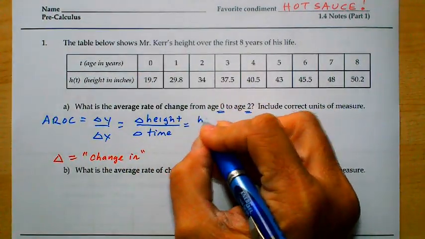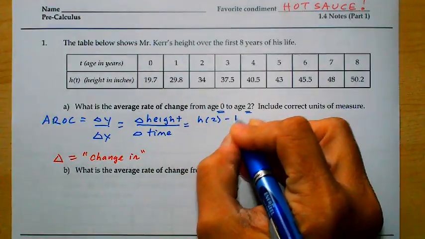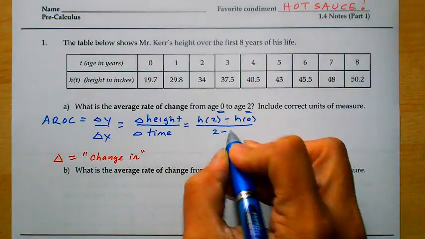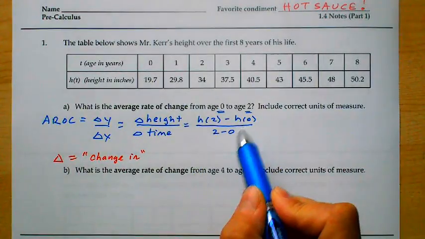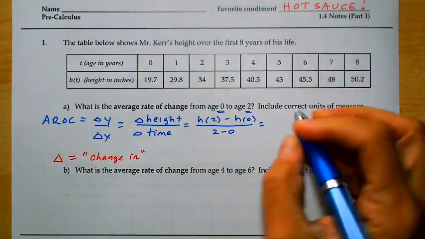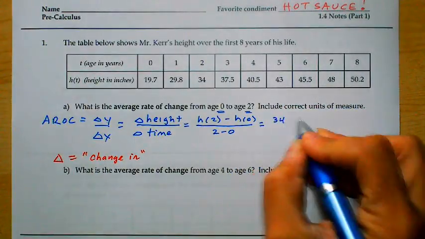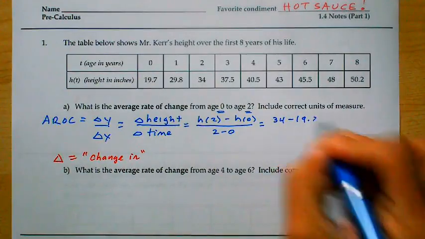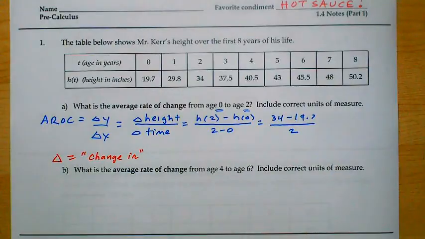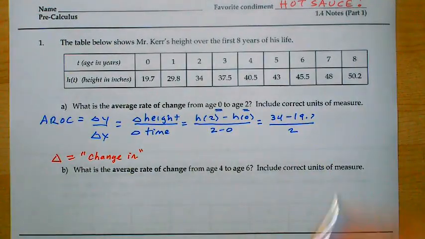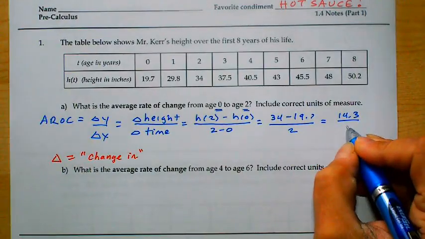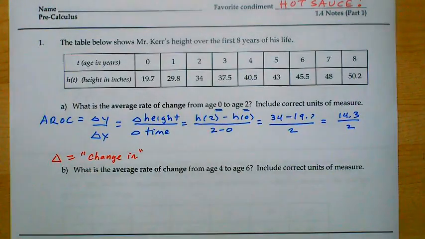To get you used to some function notation here, always an important idea in pre-calc, why don't we also write this as h of 2 minus h of 0 over 2 minus 0. So now we can consult the chart and notice those values here. And if you take a calculator, divide them up real quick, let's see what we get. That comes out to 14.3 in the numerator, 2 in the denominator.